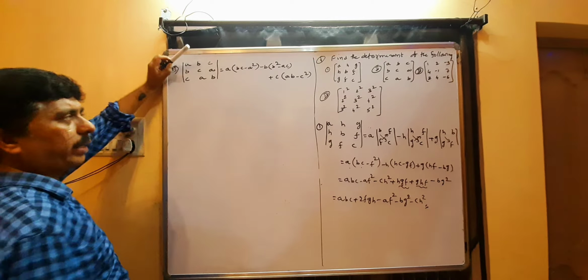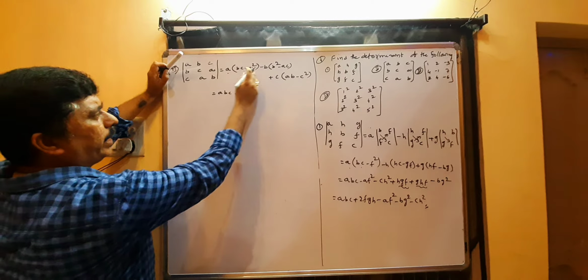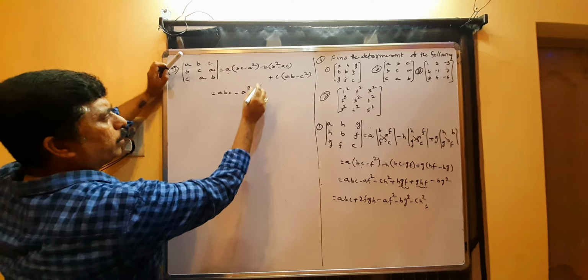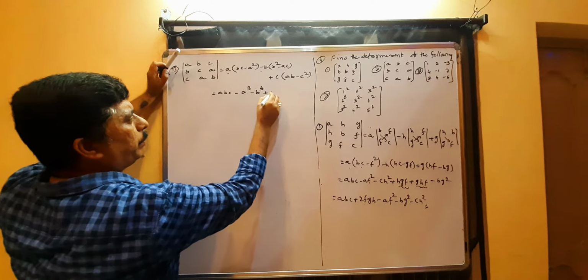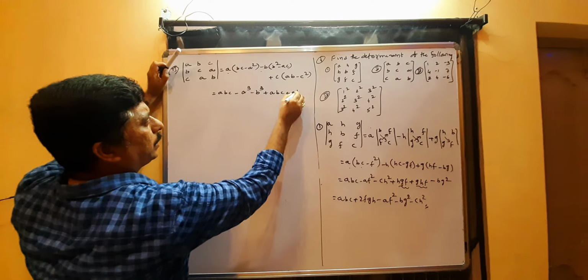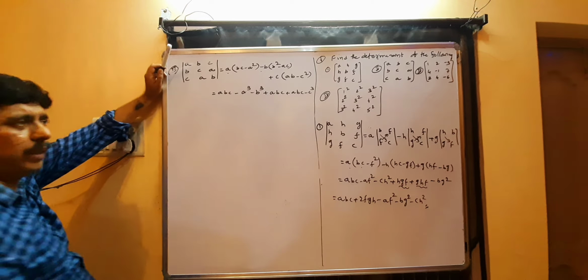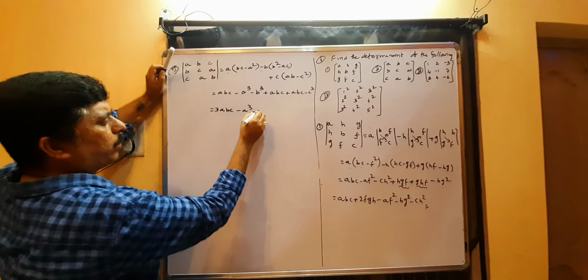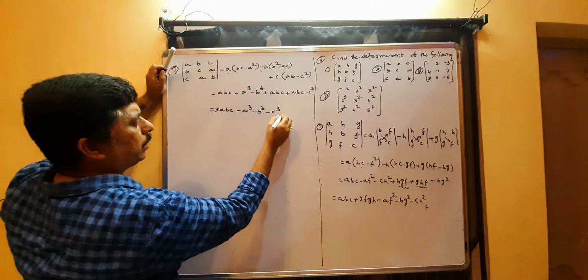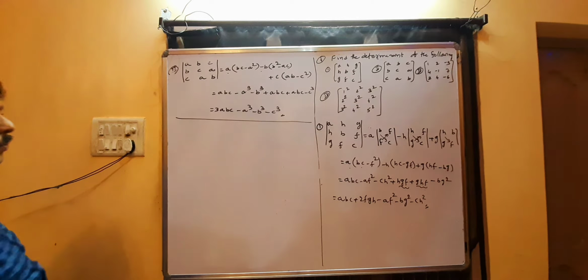Now open the bracket: A into BC, ABC, minus A into A square, A cube, minus B into B square, B cube, minus into minus plus ABC, plus ABC minus C cube. ABC plus ABC plus ABC, that is 3ABC, minus A cube minus B cube minus C cube is the answer. Now coming to the next question.